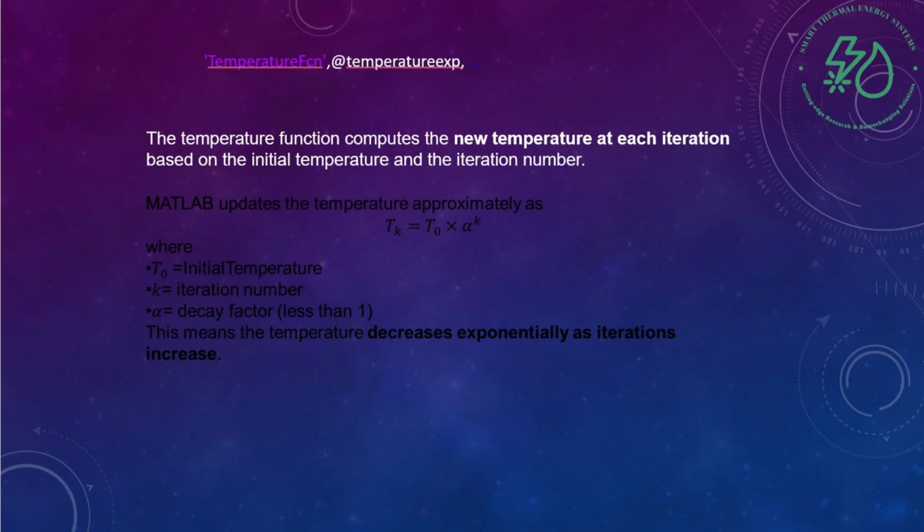So for example, here we can see that MATLAB can update the temperature approximately as Tk equal T0 multiplied by alpha to the power of k. In this equation, we have T0 initial temperature, k iteration number, alpha the decay factor, which would be less than 1. And the meaning of this expression is that the temperature decreases exponentially as iterations increase.